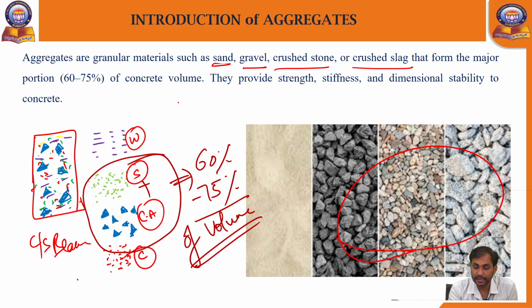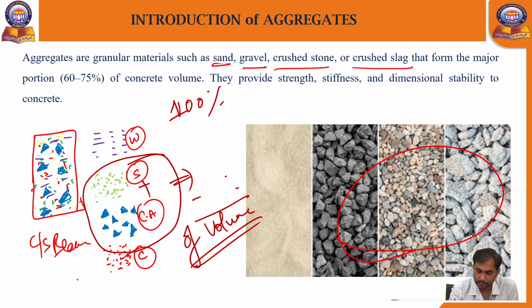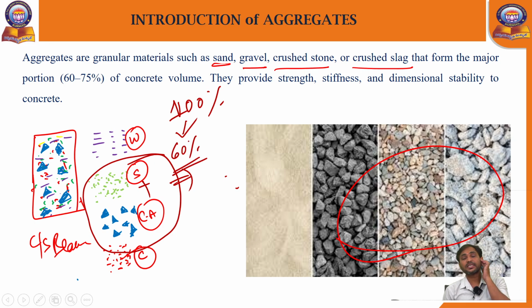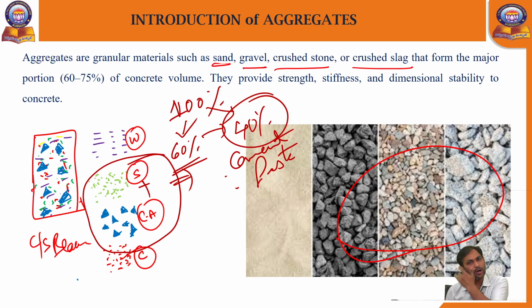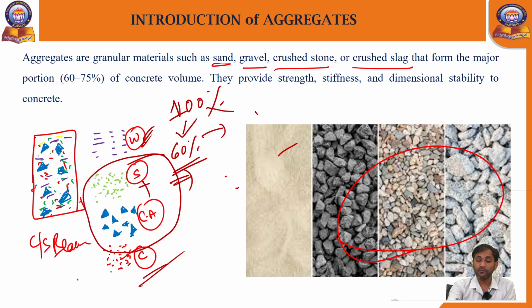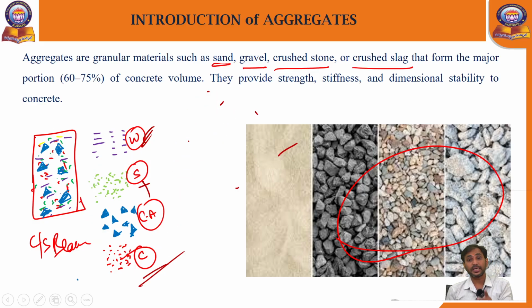For example, in 100 percentage, if 60 percentage of aggregates are going to be present, then what is the remaining 40 percentage? Nothing but cement paste. If you are taking 75 percentage of aggregates, coarse plus sand, then the remaining 25 percentage will be cement and water. This is a very important question for your objective parts. So that is the concept.